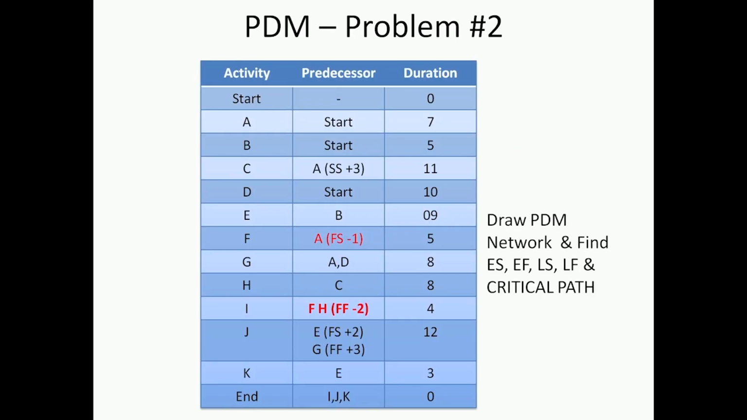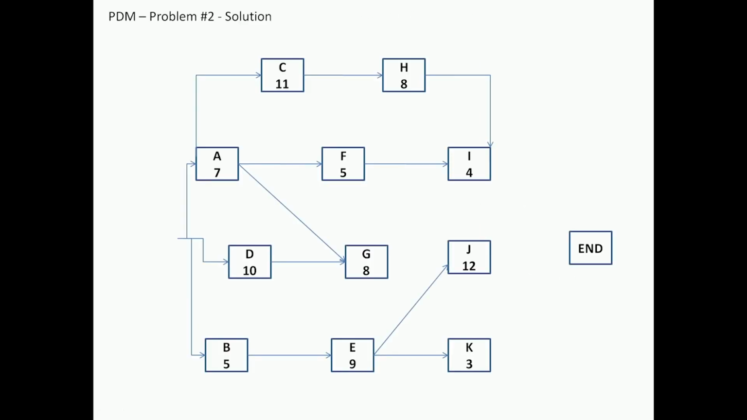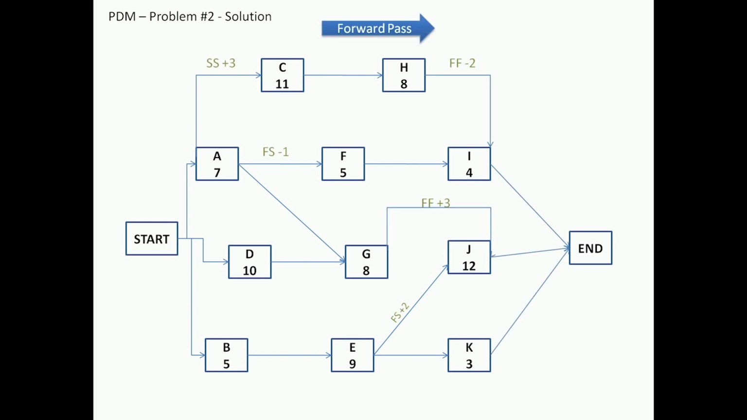Now remember, I had given this problem at the end of the last lecture, and if you notice, there are two relationships here with negative lags. If you had actually solved this, we can go through the process of solving it and see what issues come up. So here we see the network, and I have shown the different relationships. So we have all the activities.